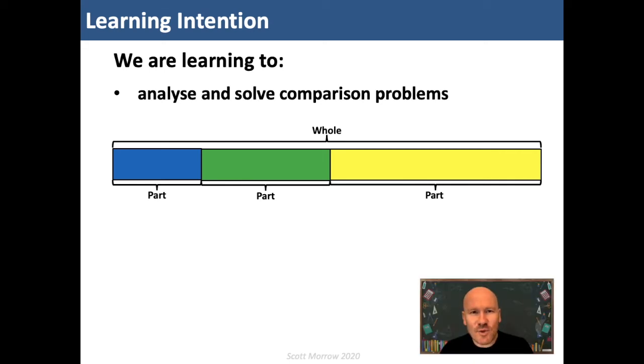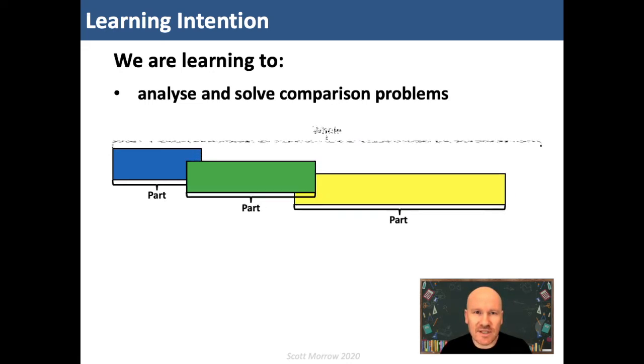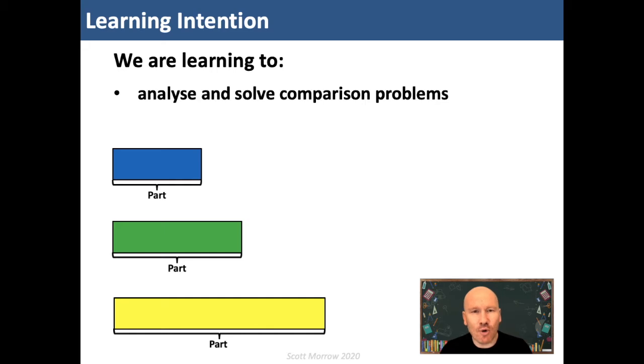Hi guys, last week we were investigating part whole problems involving two or more parts. This week we're going to analyse and solve comparison problems that involve more than two parts, and we're going to need to take at least 2 steps in order to do that. So we might be interested in working out one of the parts, or maybe the difference between two of the parts, or we might even be interested in working out the whole amount.